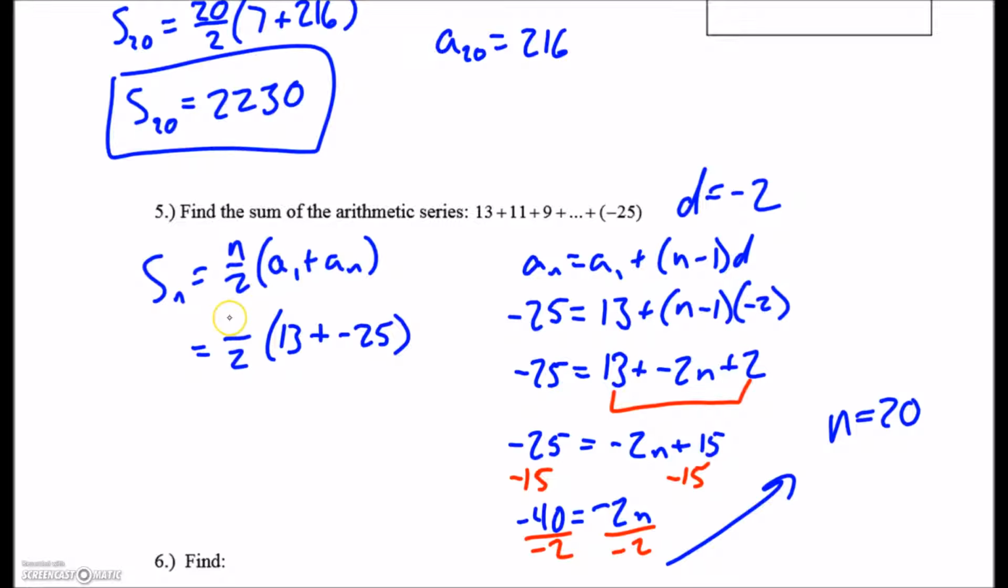And now I plug it back in over here, so I plug my 20 in. So now I know that I'm looking for S sub 20. And once again, this becomes a job for my calculator, although this one you could probably do in your head. Looks like a negative 120.